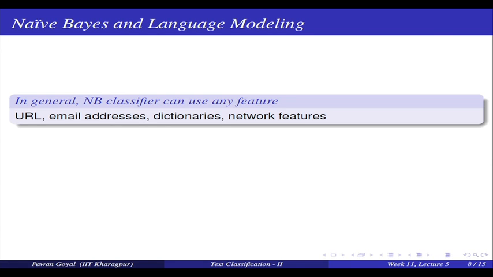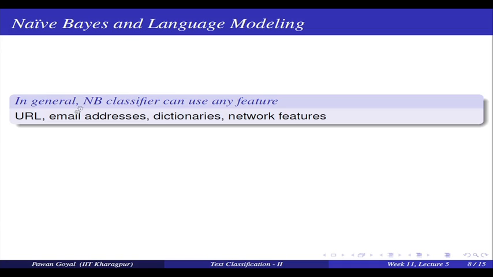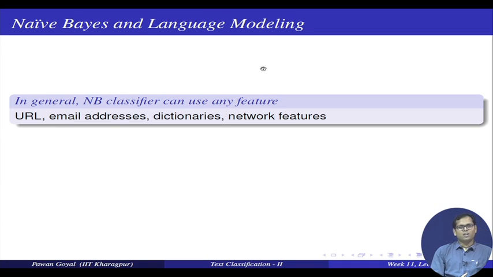Now, there is one thing that I want to discuss, which is how this is very close to the language model topic that we had discussed. So how you can think of the naive Bayes model as some sort of language model also. In general, when you talk about the naive Bayes model, it is generic enough that it can use any feature. So for spam detection you can use the URLs, the email addresses, some dictionaries, whether this word occurs in one of these dictionaries, network features, for example how many times you are getting emails from this person, and so on. So you are allowed to use all these features inside your naive Bayes model.